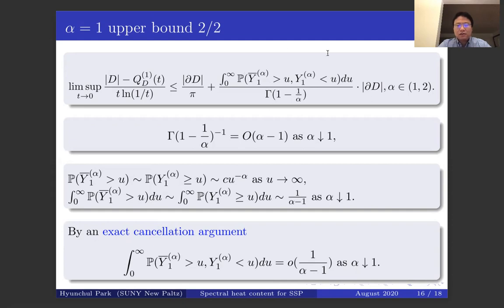We want to prove that this term converges to 0, but they are of the same order, and these two are exactly the same main term. So when we subtract these two terms, the main term cancels out and vanishes. And so we could prove that this auxiliary term converges to 0 as alpha approaches 1. So this gives an upper bound. We used an exact cancellation argument, so the proof is a little bit delicate in this case.